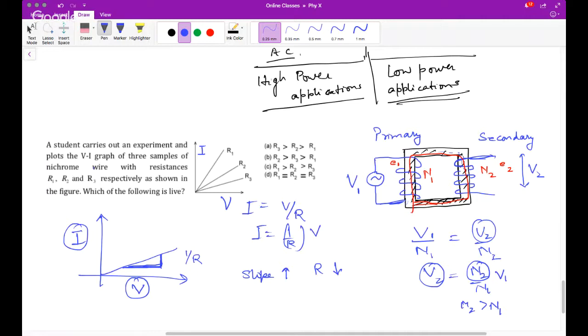With resistances R1, R2 respectively as shown, which one of the following is live? Nichrome wire, in which one? So basically, which one of the following is live? The student carries out an experiment and plots the VI graph of 3 samples. It should be the least resistance. Which one can be used in the live wire? That's the meaning.